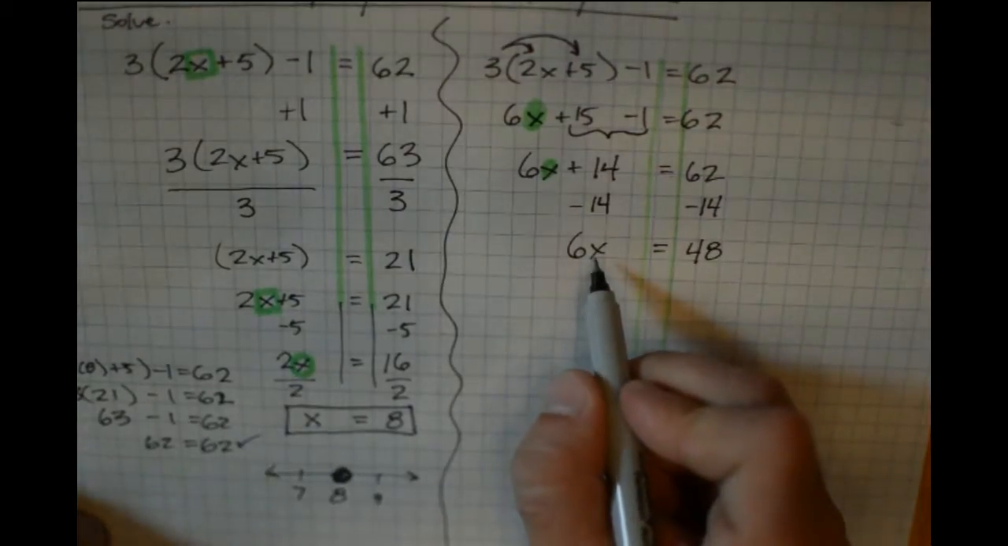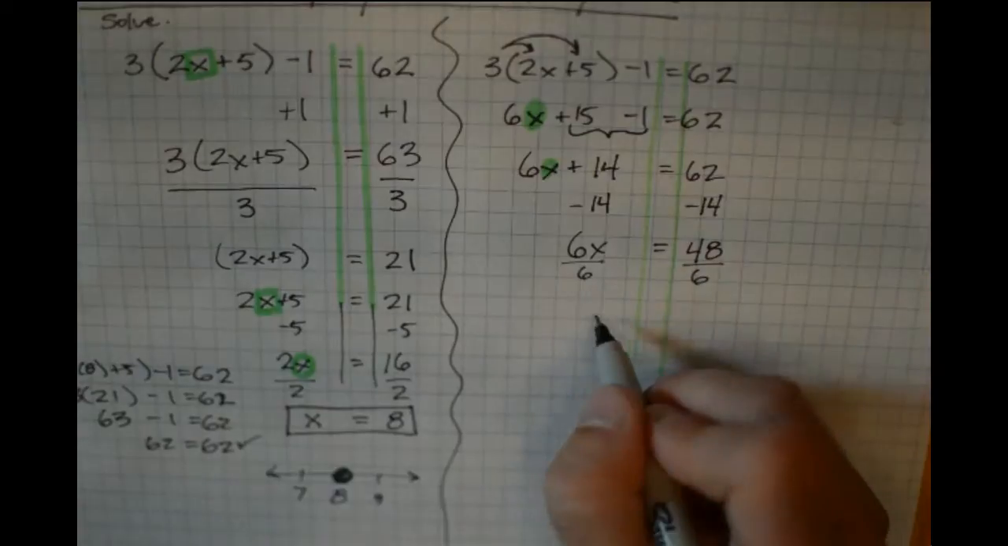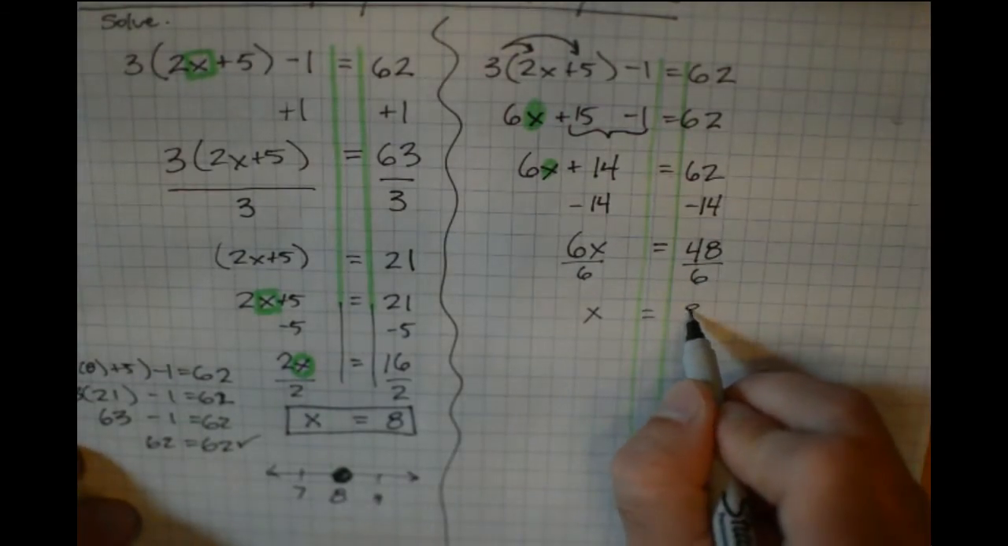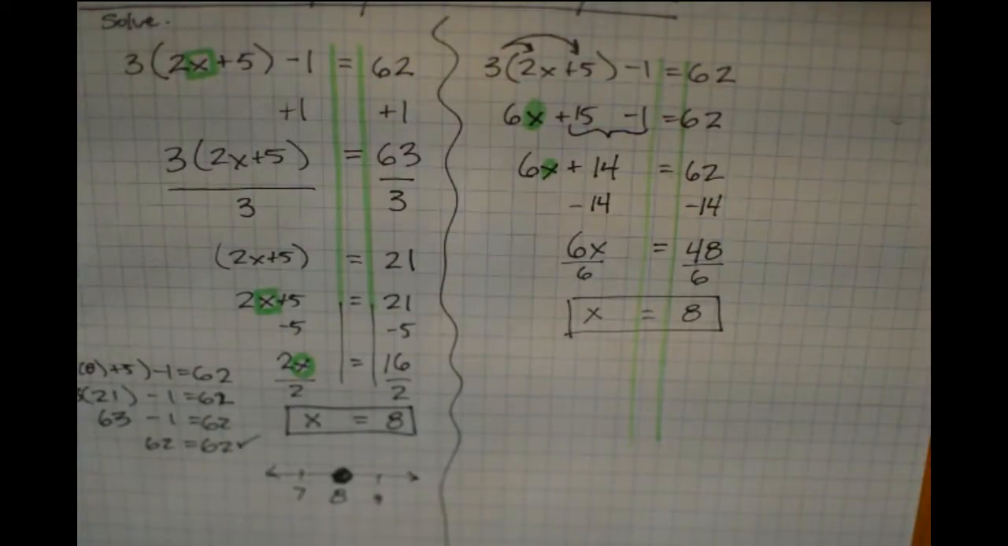I have 6 times x, so I'm going to divide both sides. It's the inverse of multiplying. I have x all by itself on the left, and 48 divided by 6 is 8 on the right. And we already checked it, that one is correct.